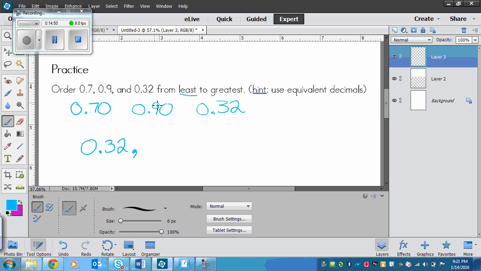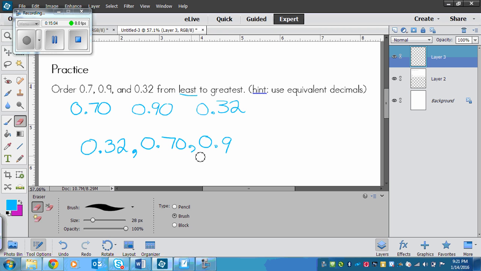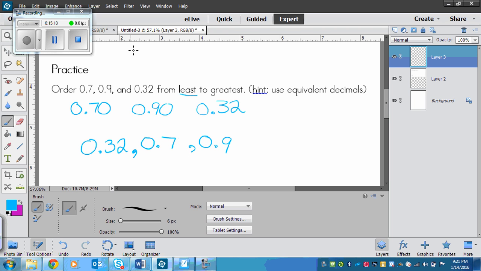And then, which one's the second smallest? Think of it as 90 or 70, or 9/10 or 7/10. Well, 7/10 is smaller, and 0.9 would be the largest one. And since this is not the original decimal, I'll take that out there. Okay, so it's quite straightforward.